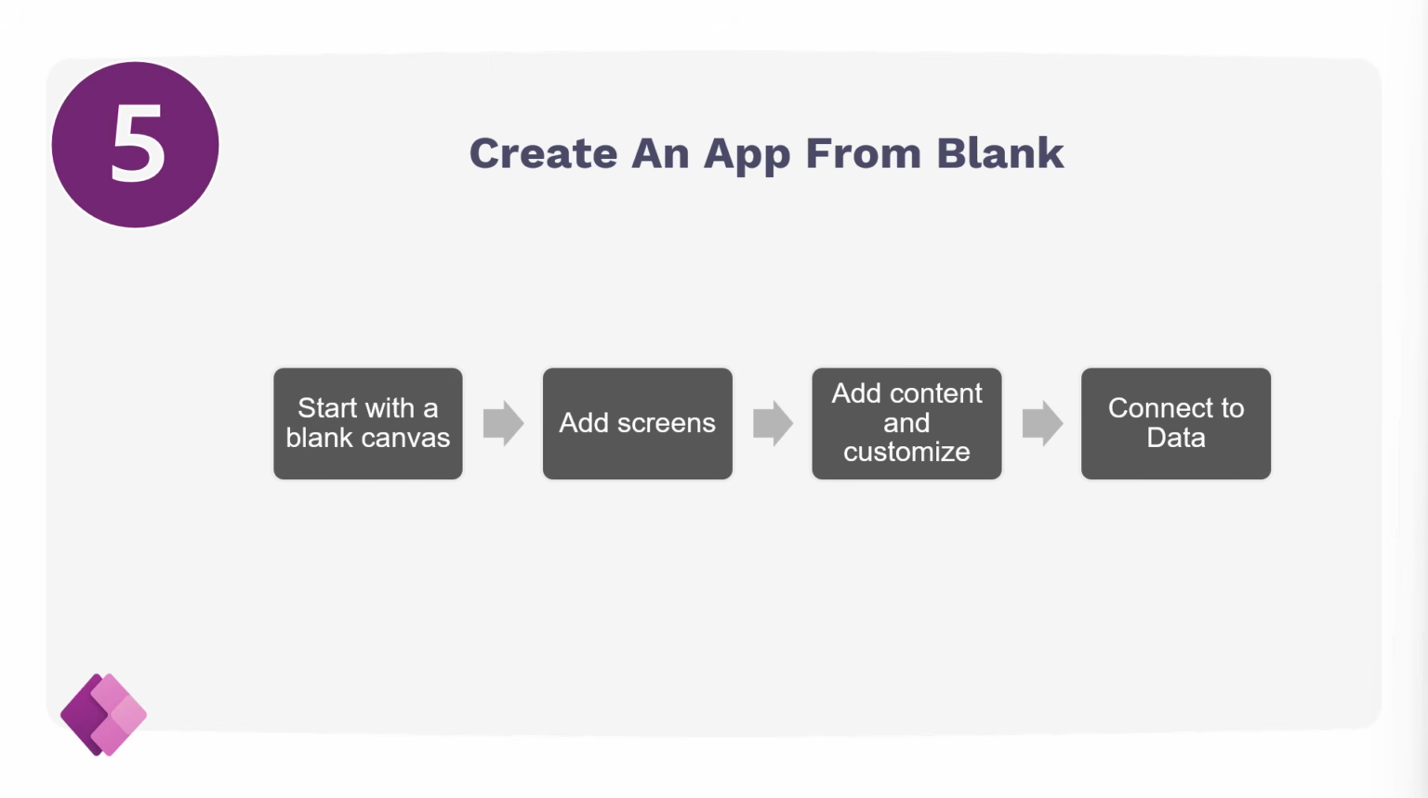Let's go back to our roadmap here. So in lesson 5, we're creating an app from blank. So we've added a few screens, and for each screen, we're adding content and we're customizing the content. We're also connecting to the data source. Let's go ahead and add an edit form for our edit screen. Now let's go ahead and connect to the data source as well.